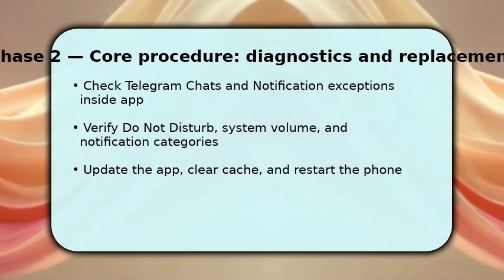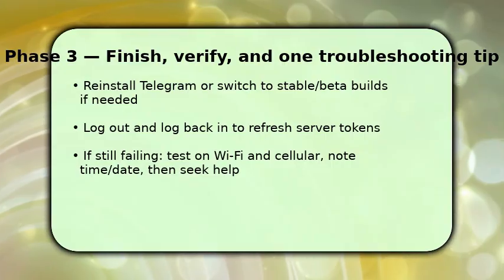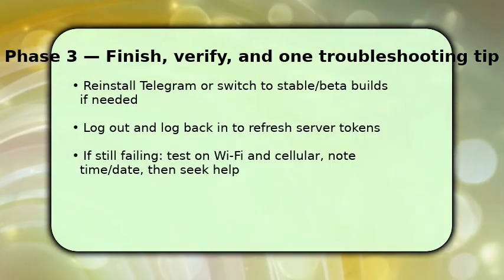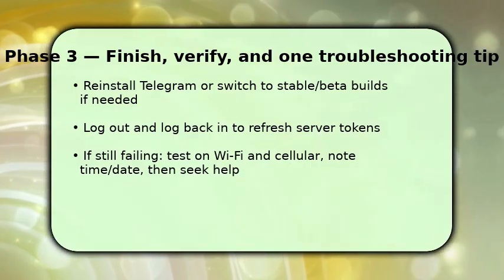To finish, perform decisive actions. If notifications still fail, uninstall and reinstall Telegram to renew app certificates, or try the stable versus beta build to see if a release bug is the cause.